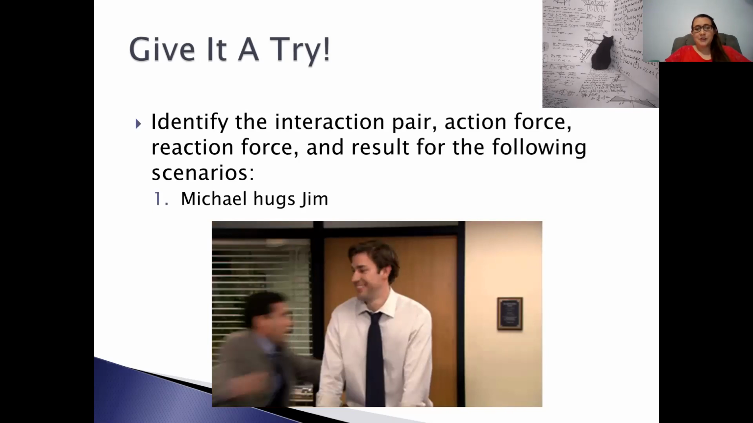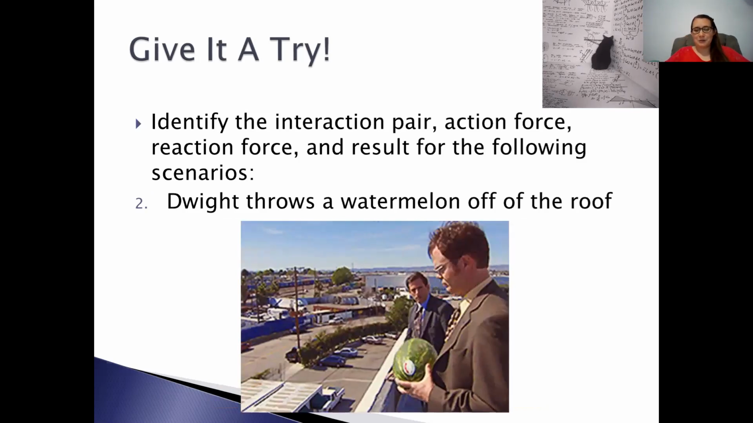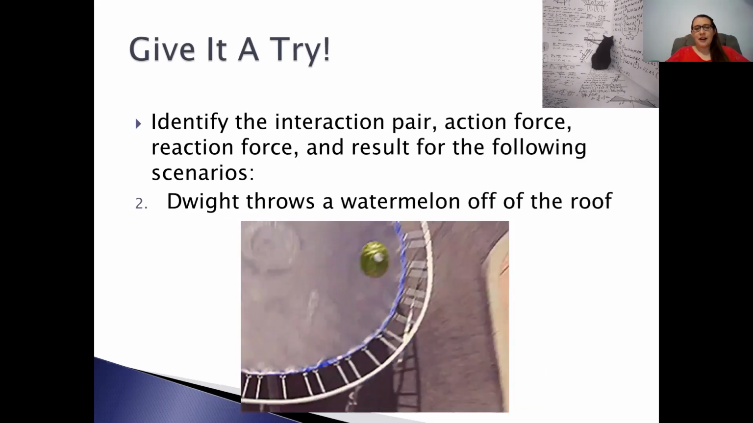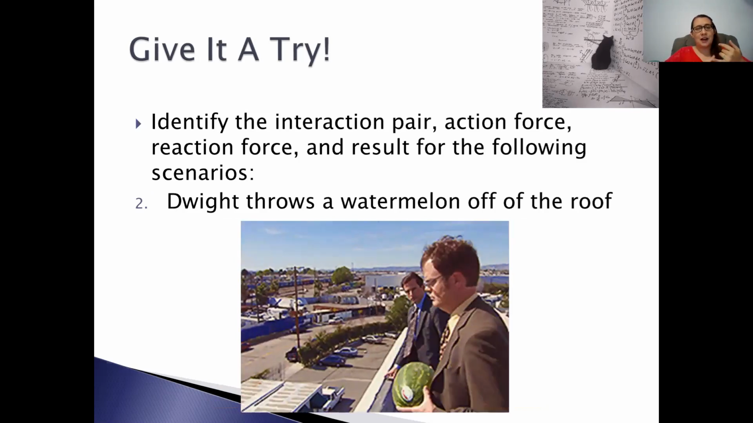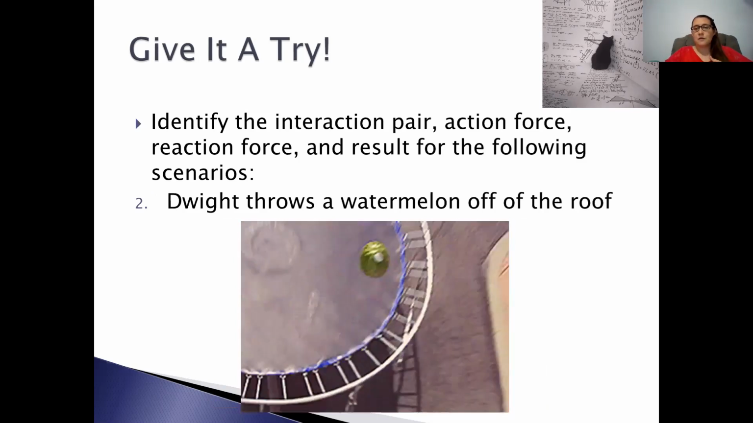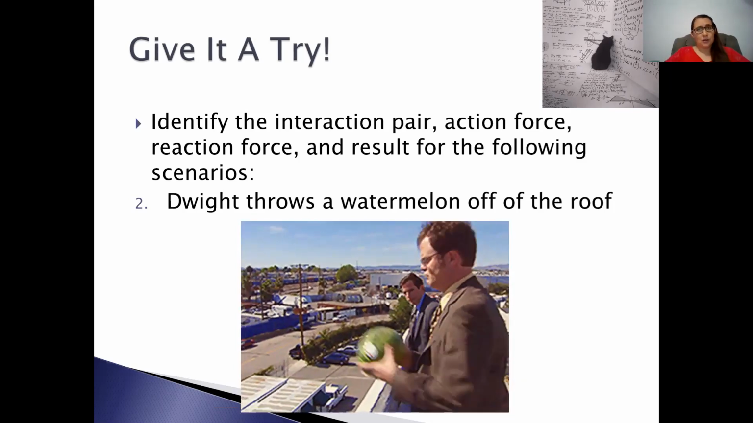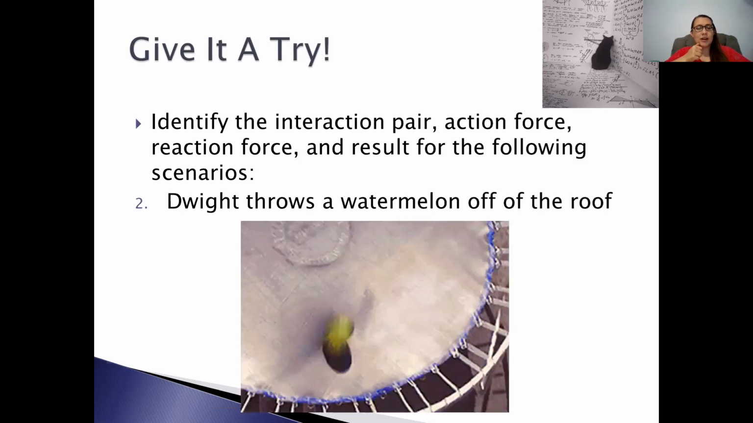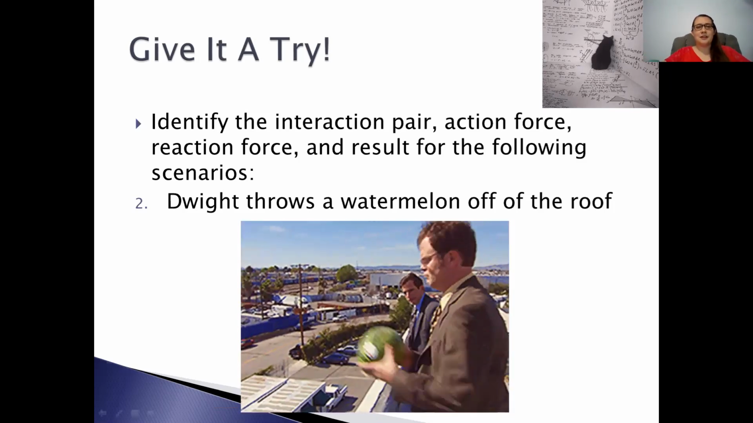Okay, here's another example. Dwight throws a watermelon off of the roof. So take a second, think through this example, identify an interaction pair, an action force, a reaction force, and a result for this scenario. And I will say there are multiple ones that you could choose. So try to think through one or a couple, and we'll come back together and talk about it in just a moment.